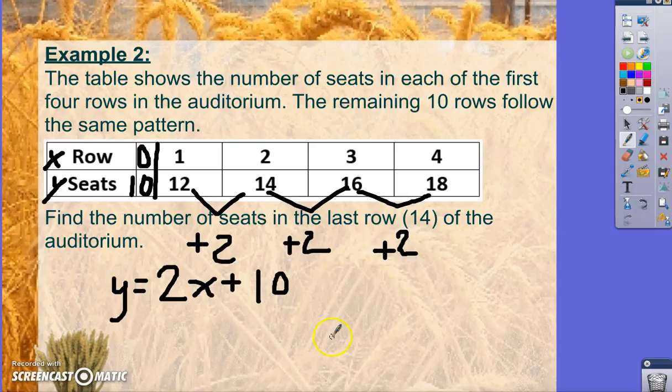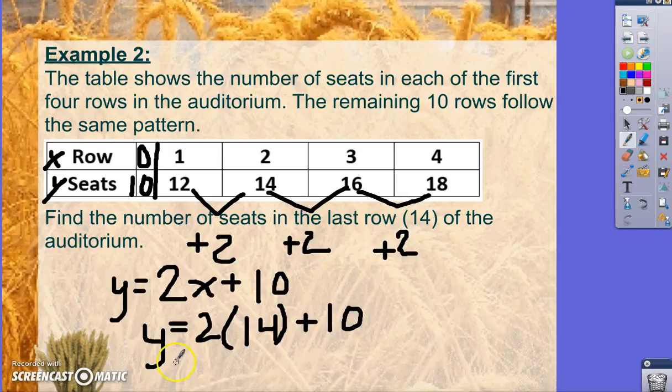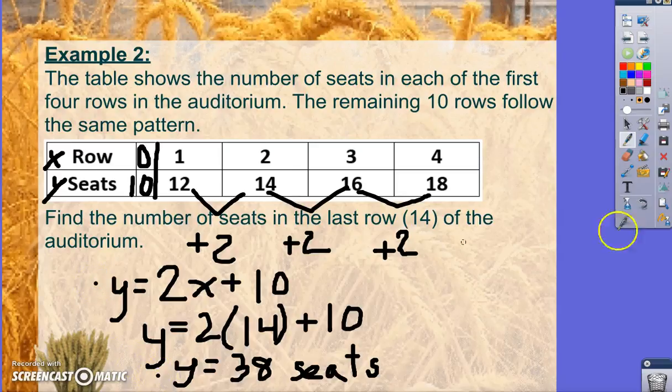Now, the next part, if we look at it, is find the number of seats in the last row, 14, of the auditorium. Well, the row is x, so let's plug in 14 into our equation and see, well, how many seats do we have? If we plug it in here and solve, you're going to get the number 38. That's seats. That's our answer. So there's really 2 parts to it. You're going to work on, from a pattern, come up with an equation, this part here. You're also going to tell me an answer at the end.